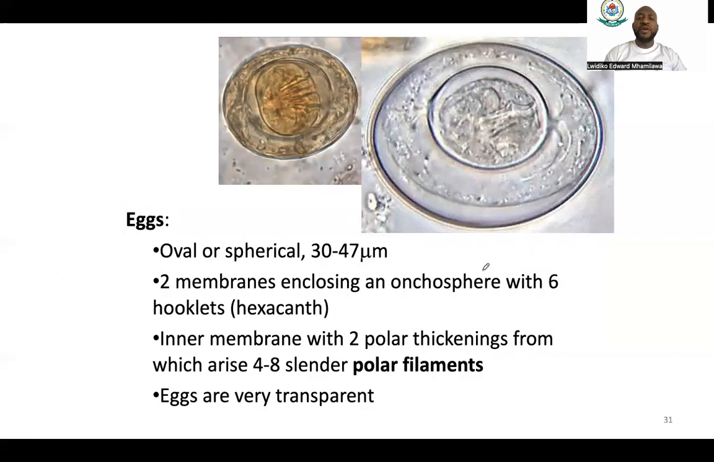And the eggs of Hymenolepis nana are quite nice looking. They're oval shaped, 30 to 45 micrometers long, and have 2 membranes that enclose the oncosphere with hexacanth hooklets. These are the hooklets we're talking about, right? 2, 3, 4, right? They have hexacanth hooklets.